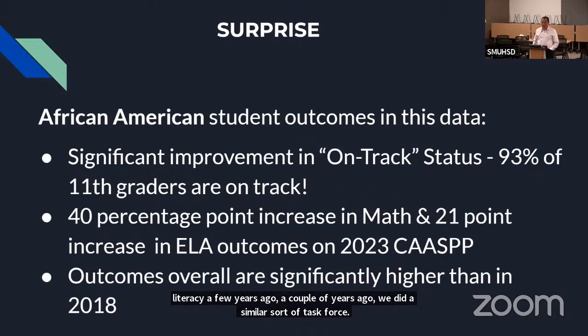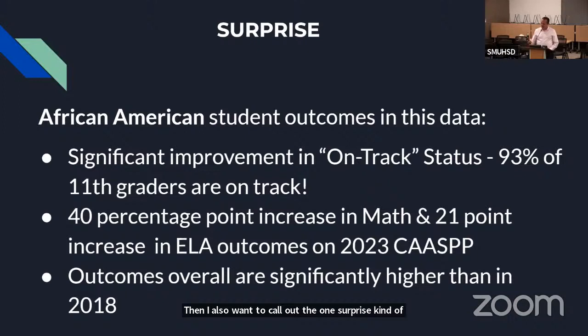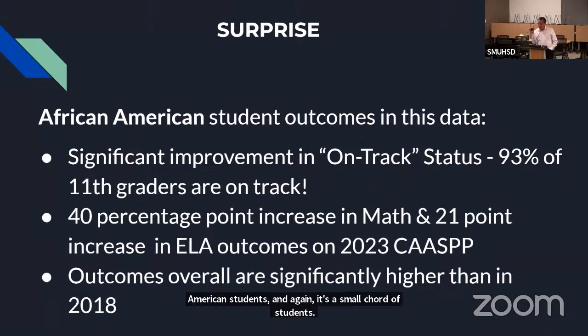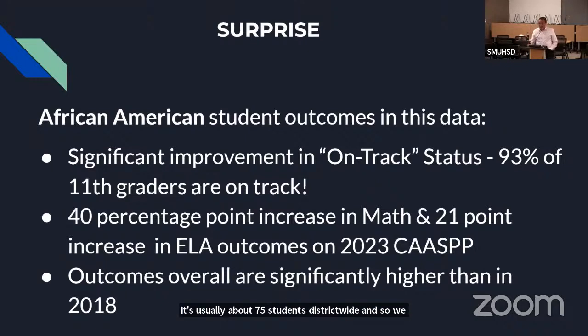Then I also want to call out the one surprise across the board. You'll notice in the data, African-American students, and again, it's a small cohort of students. It's usually about 75 students district-wide. And so in a particular grade level, right, in the 11th grade, for example, there are no more than 15 students in that particular grade level, right? So taking that information with a grain of salt, it's important to note that across almost every measure we were looking at this year, our current African-American juniors and current seniors did really well relative to how their predecessors had been doing.